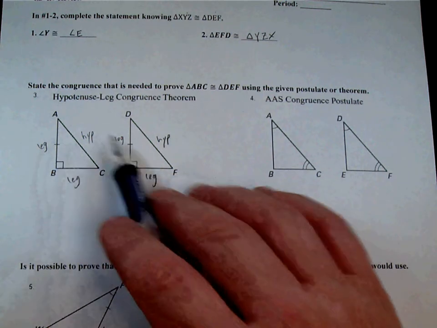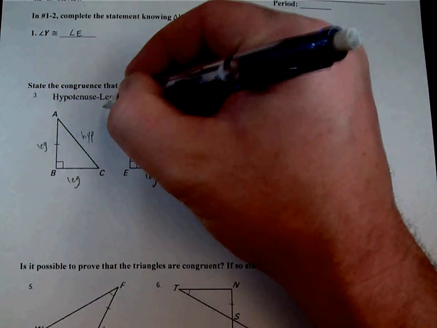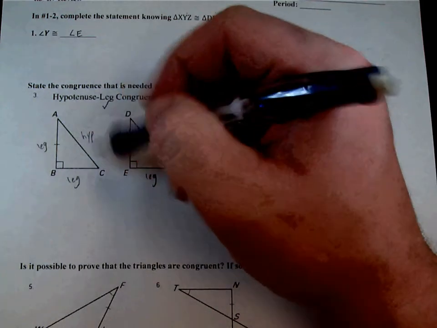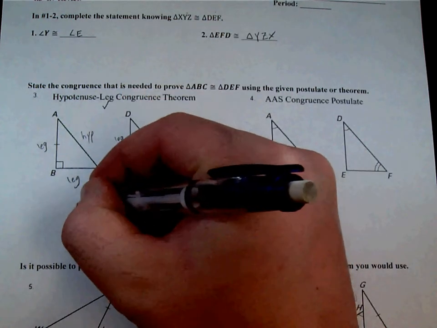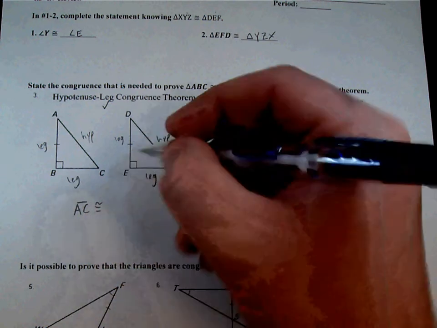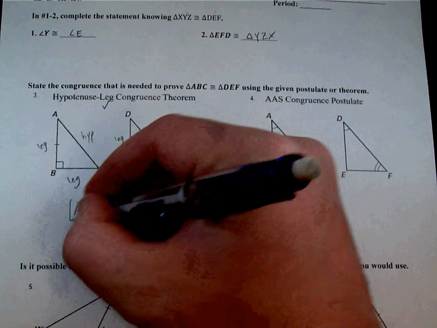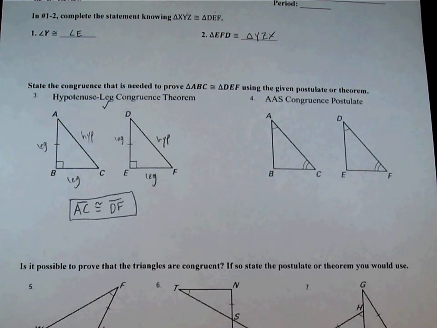Notice the congruency that's marked already are the legs. The legs are congruent. So we've got a leg taken care of. What we need is the hypotenuse. So the hypotenuse here is AC. It's not marked congruent, so that's the piece that's missing. It would have to be congruent to DF in order for our hypotenuses to be congruent. If we had that, then we could use HL.